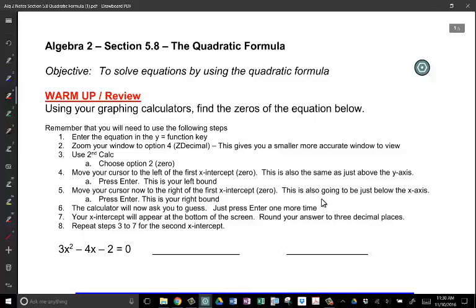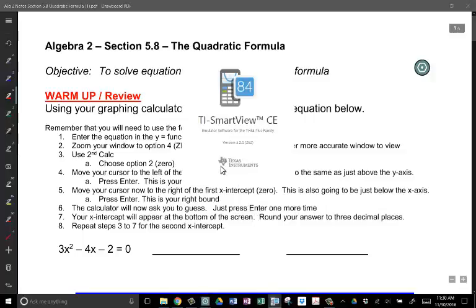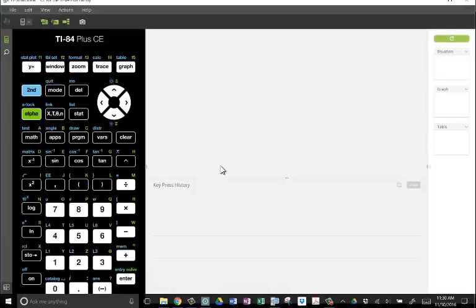And so what I want you to do is go to your calculator, and I want you to put this equation in, 3x squared minus 4x minus 2, into your calculator, into the y equals function. We're going to walk through this together up on the screen as well, but I want you to do this with me.